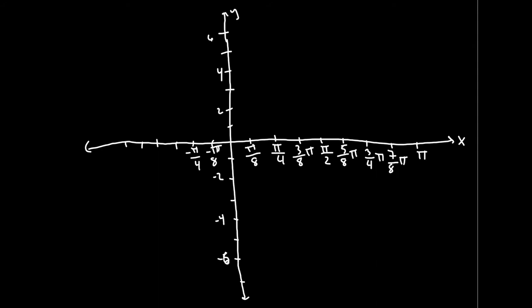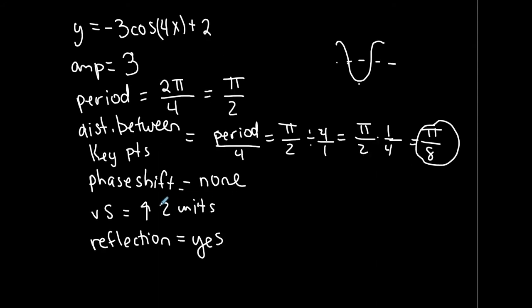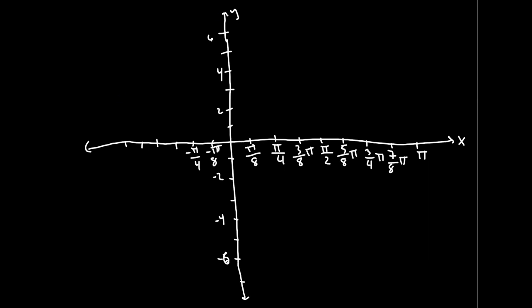Now, what was my vertical shift? Up 2 units. So to make my life a little bit easier, I'm going to put a little horizontal line at 2 to indicate that the new center of this curve is at 2.